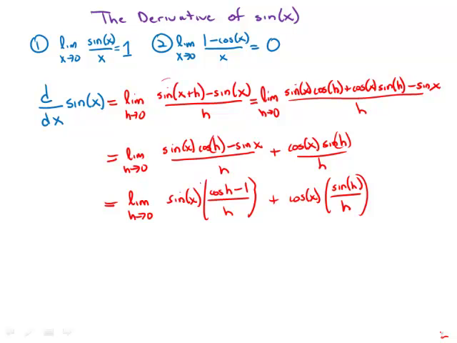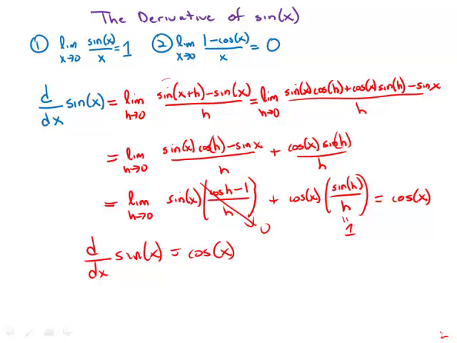We see that this one goes to 0, and this one equals 1, so that the limit is simply cosine x. In other words, the derivative of sine x equals cosine x.